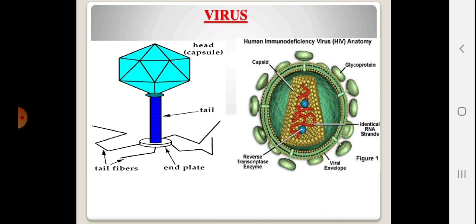So this is the structure of virus. And what is the unique thing about the virus? This virus could be non-living when it is not there inside the host body, but it gets activated as soon as it enters the host body.